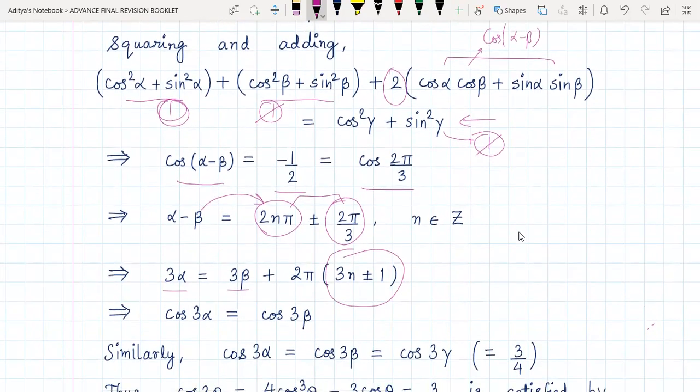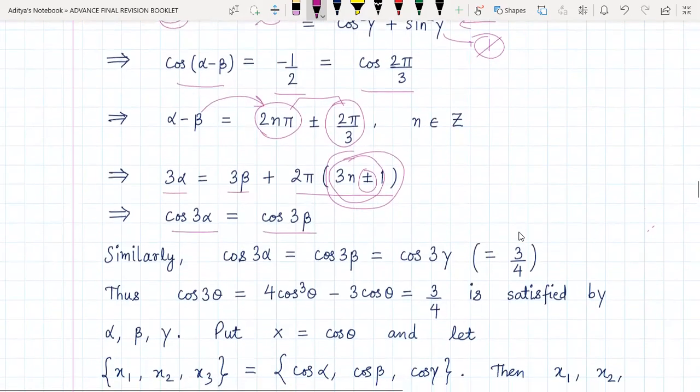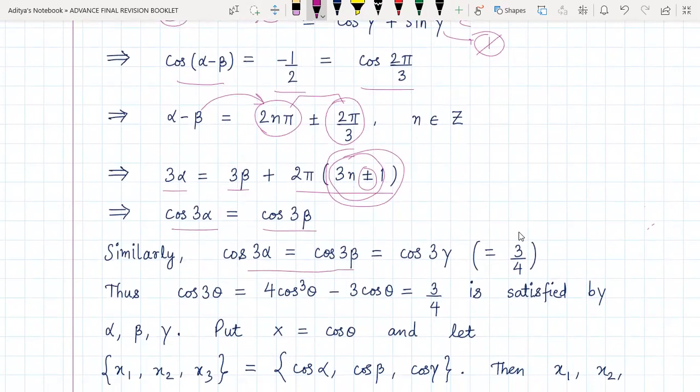Now, what we need to recognize is that this is an integral multiple of 2 pi, right? Because whether you take plus or minus, it doesn't matter. At the end of the day, this is going to be an integer only. So if I take cosine on both sides, we'll get cos 3 alpha is equal to cos 3 beta. Similarly, we can also establish that cos 3 alpha equals cos 3 beta equals cos 3 gamma, because they are perfectly symmetrical between alpha, beta and gamma. But cos 3 alpha has been given to be equal to 3 by 4, right?